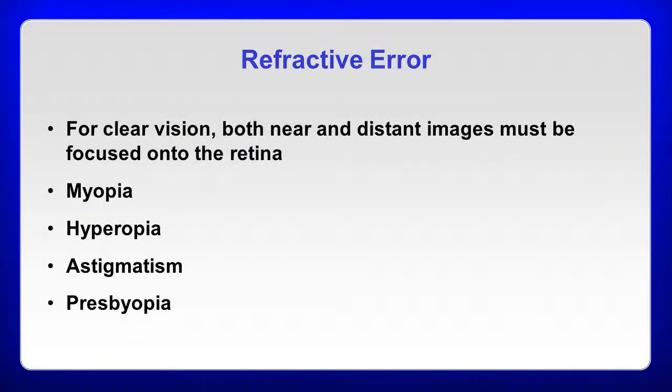Okay, so looking at the pathologies related to the eye, we're going to begin by just looking at refractive errors. So essentially looking at the various things that basically cause people to need to get corrective lenses so that they could see with normal vision. So for clear vision, both near and distant objects need to be focused onto the retina.